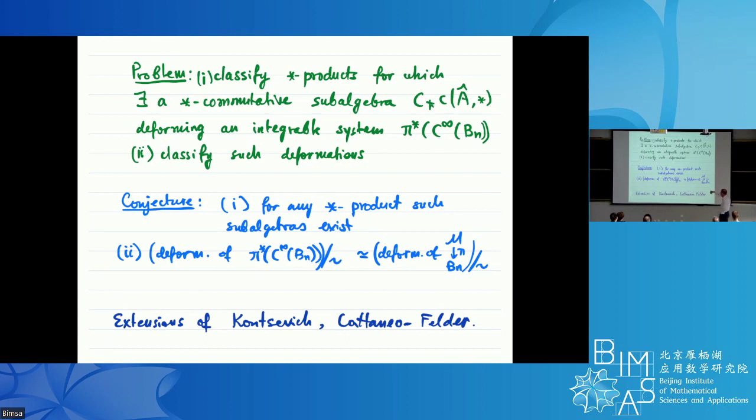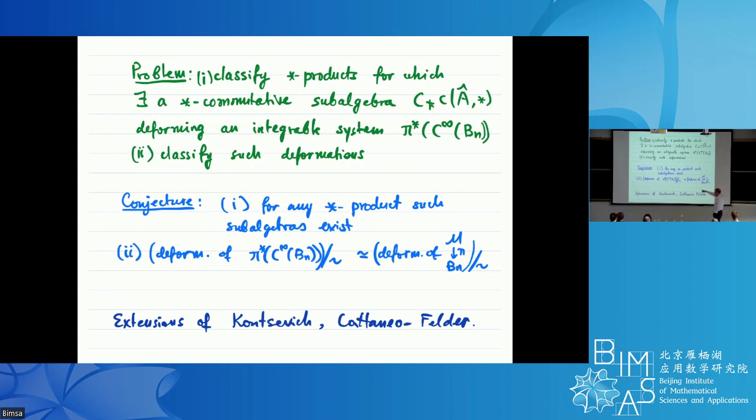So since we were talking about integrable systems, here's a very specific problem. I would love to see the solution to this problem. So the problem is the following. Classify all star products for which there exists a star commutative subalgebra deforming a given integrable system. And second, classify all such deformations of this given integrable system. So in other words, you have a classical integrable system, construct all possible formal quantizations of this system. The conjecture is that for any star product, such a subalgebra exists.